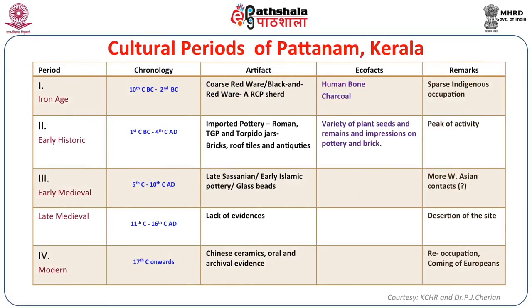Earlier, people excavated near Kodungallur. They found only medieval remains. This site is located north of Kochi. When they excavated, they found a lot of remains which could correlate this with Roman connections. So therefore, archaeology has a lot to do in corroborating and supporting literary evidence. This particular image shows the various cultural periods that are represented at the site of Pattanam.